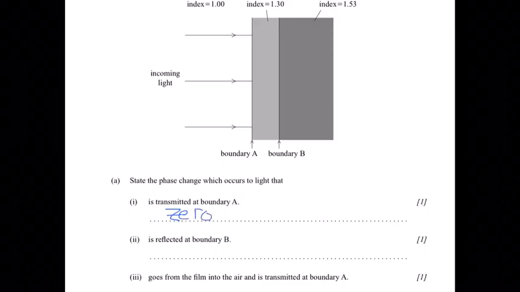However, for part 2, it's asking for the reflection, so light which is reflected off of this boundary. When we've got a reflection at a boundary of less dense to more dense, we get a pi change, or a lambda over 2 phase change.